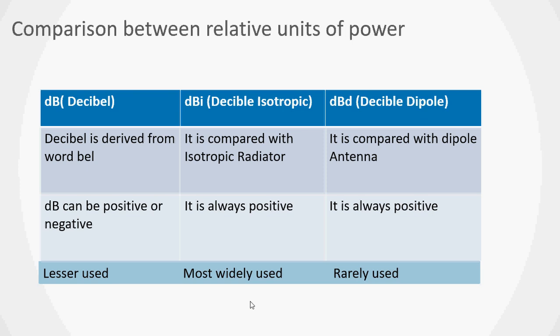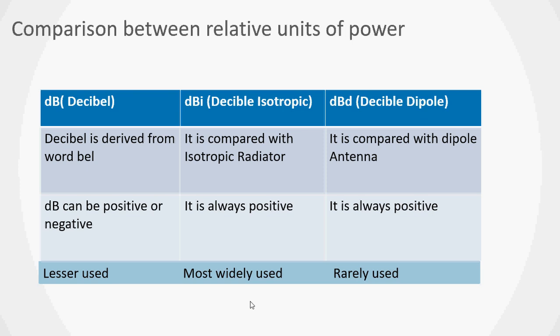Then decibel is lesser used. dBi is the most widely used, and you will find it referenced everywhere. Then the third, dBd, is very rarely used, and you can't find very much of dBd throughout your Wi-Fi studies and your calculations.